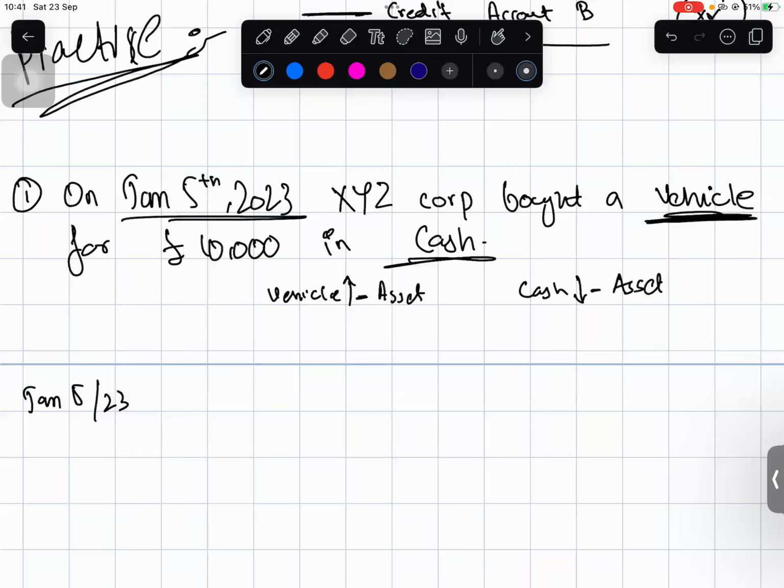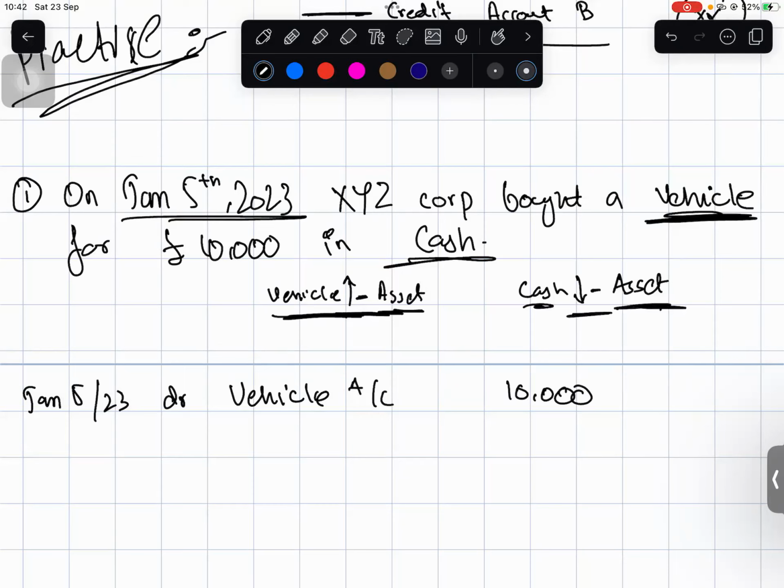Absolutely right. Now you have taken all the information you needed in order to make the journal entry. An asset is increasing. The name of the asset is vehicle. So whenever an asset increases, we write it on the debit side. So we'll write debit, vehicle account by £10,000, and cash is an asset decreasing. The name of that asset is cash. So we will write credit, cash account £10,000. Does this make sense?